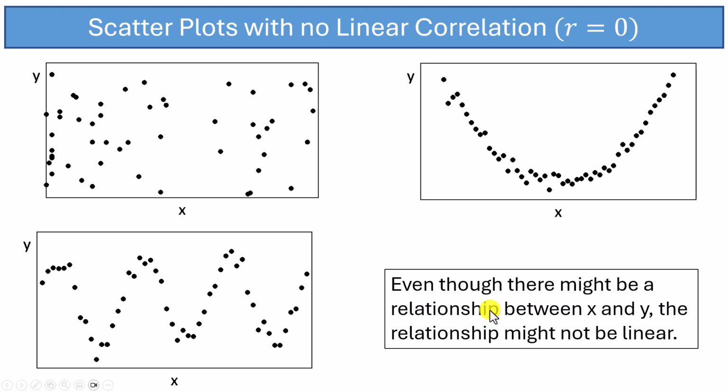So even though there might be a relationship between your variables, it could be the case that your relationship is not linear. This further adds to the argument that you should always be graphing your data before you do the analysis, because you might be trying to fit a linear relationship to something that's clearly not linear.